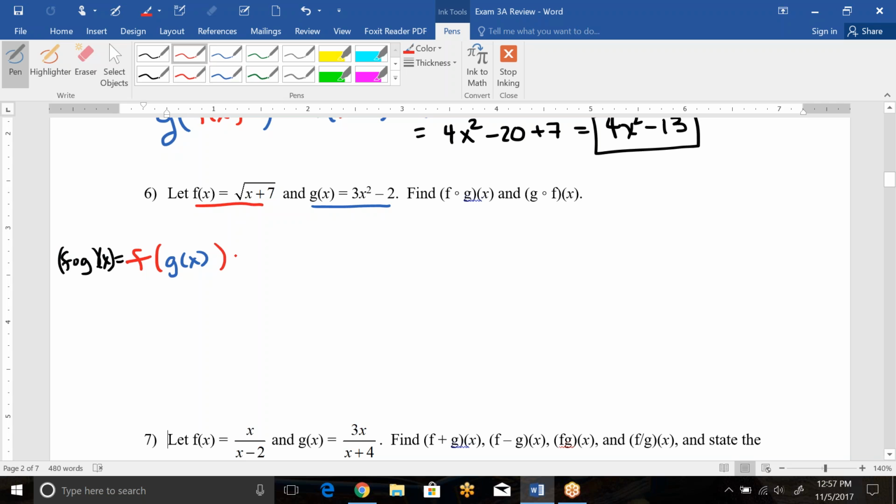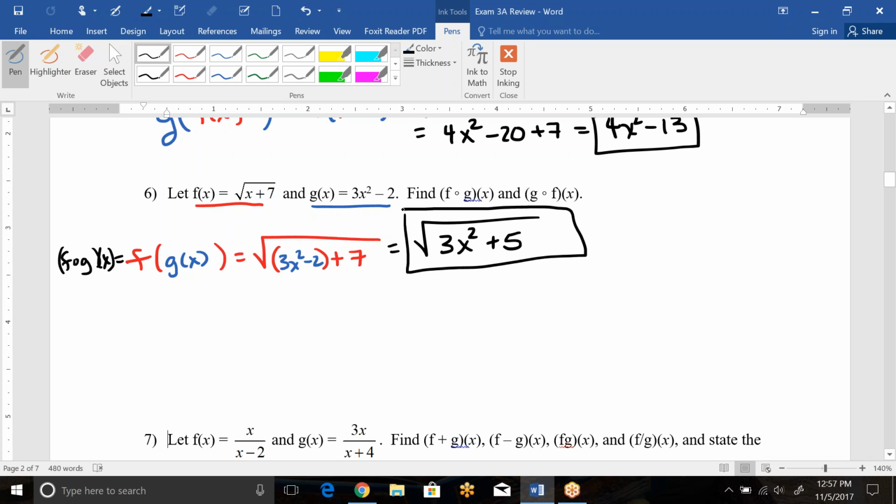So then I take my red function, I'm going to write the exact function, and anywhere there's an x, I'm going to write blank. So square root of blank plus 7. Inside the blank goes the 3x squared minus 2. The only thing we can do here is combine some like terms inside, so this is 3x squared plus 5 under the square root symbol.